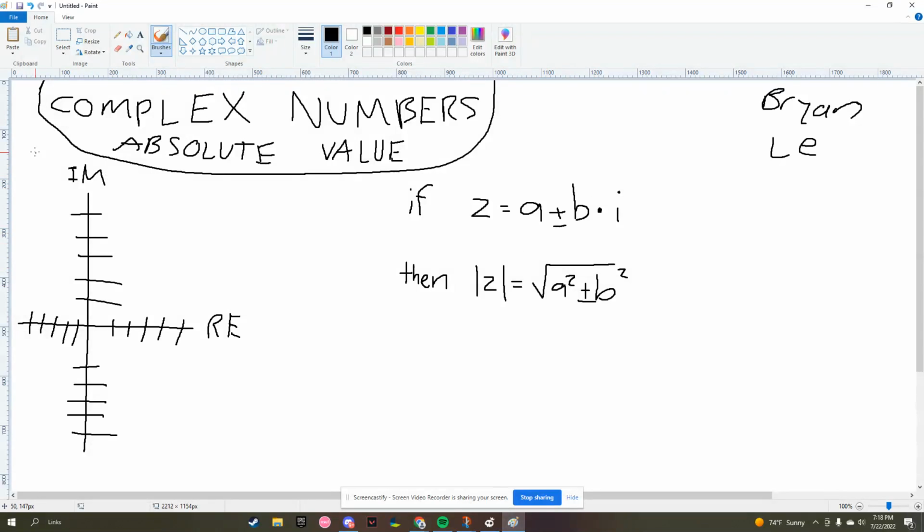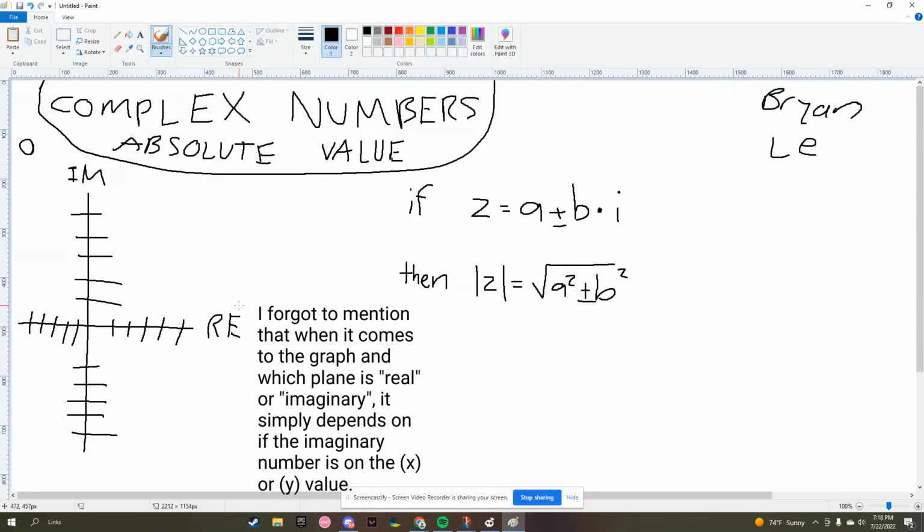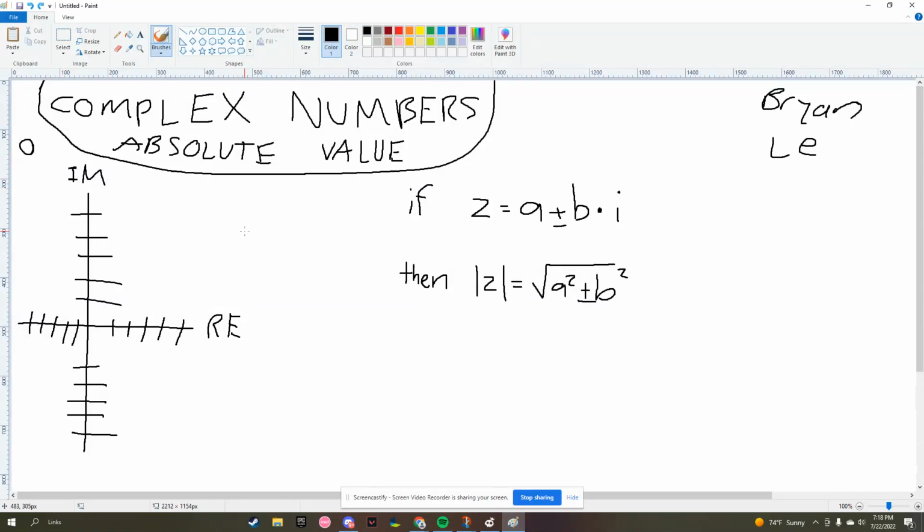The visual way, as shown here on the left, is a graph with the x axis being the real plane and the y axis as the imaginary plane. And when it comes to mathematical, the formula is: if z is equal to a plus or minus b times i, then the absolute value of z is equal to the square root of a squared plus b squared. And we'll just use the example 3 minus 3i.